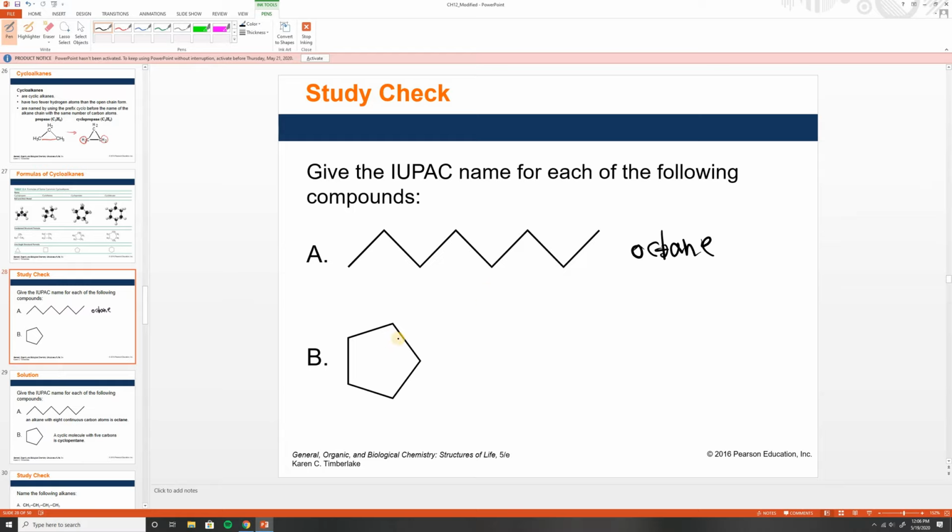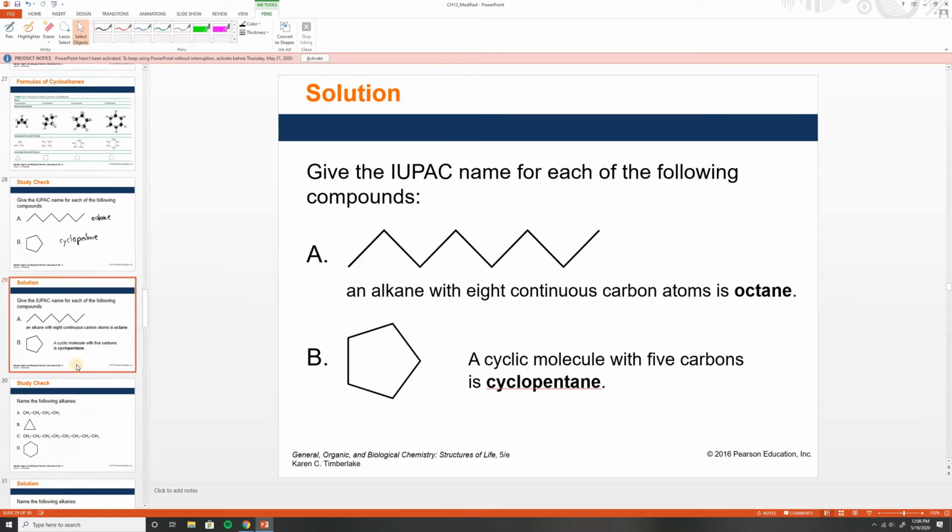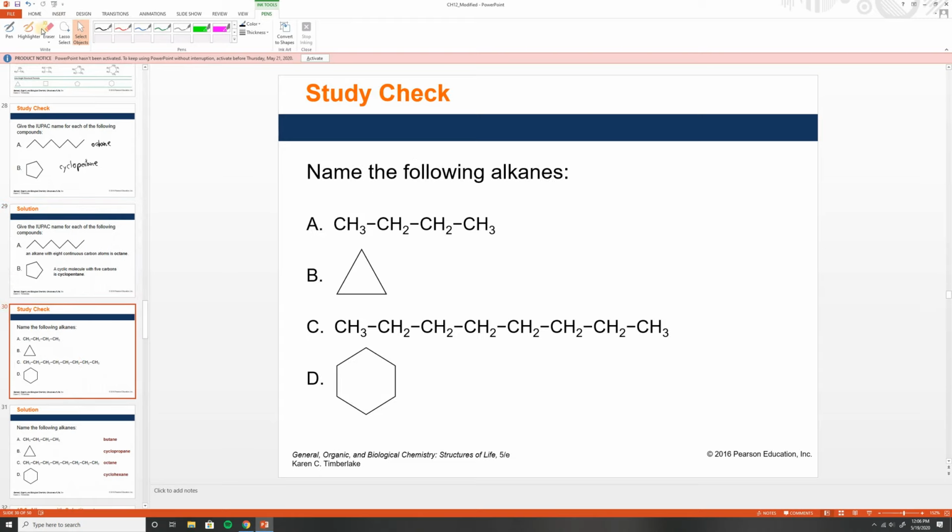And then B, you have this cyclo structure, so we know it's cyclo something. Cyclo always comes before whatever it is to denote that it's a ring. 1, 2, 3, 4, 5. So it's a pentagon. So cyclopentane. All right, good. I hope that makes sense. Nice. We got this right. And let's do some more.